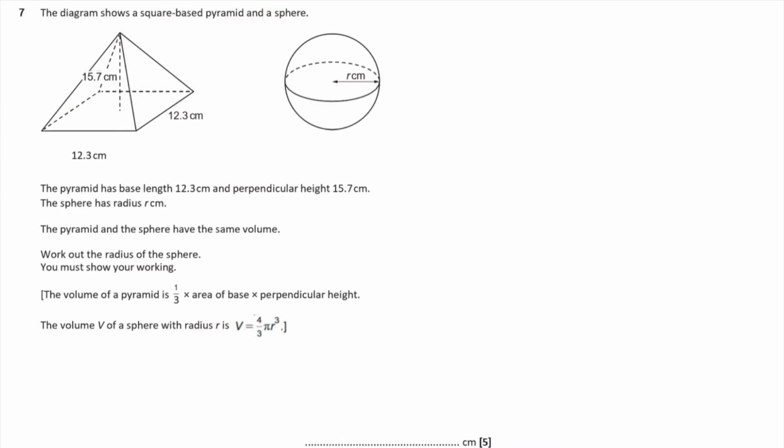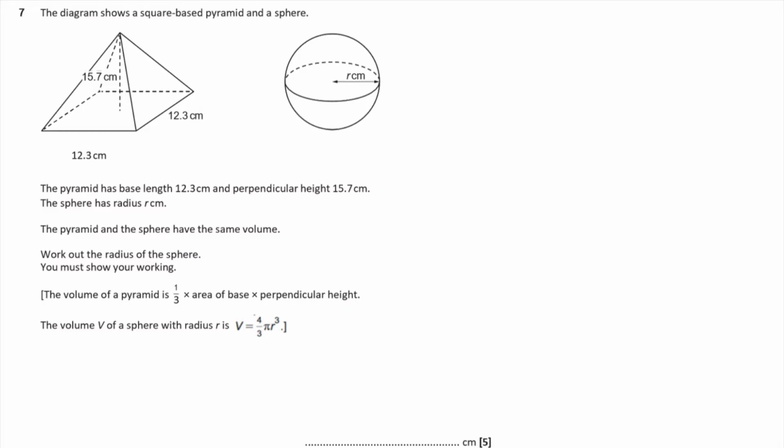Question 7. The diagram shows a square-based pyramid and a sphere. The pyramid has a base length of 12.3 centimeters and a perpendicular height of 15.7 centimeters, and the sphere has a radius r. The pyramid and the sphere have the same volume. Work out the radius of the sphere. You must show your working.